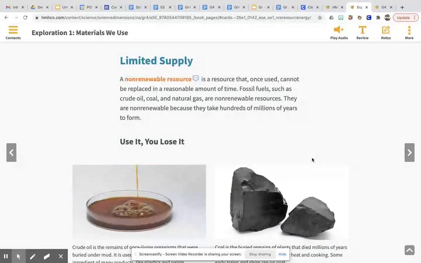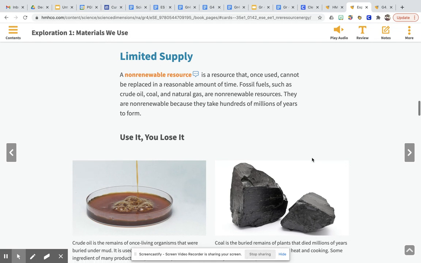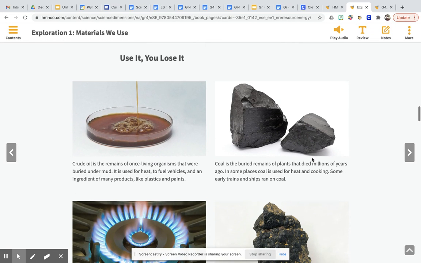Limited supply. A non-renewable resource, as you learned last week, is a resource that once it's used cannot be replaced in a reasonable amount of time. Fossil fuels such as crude oil, coal, and natural gas are non-renewable resources. They are non-renewable because they take hundreds of millions of years to form. I'm going to suggest that everybody put their eyeballs on their graphic organizer at this time. So here we go. Use it, you lose it.